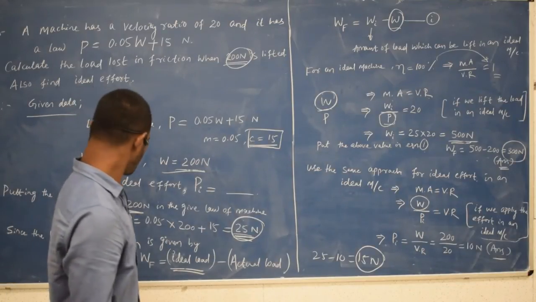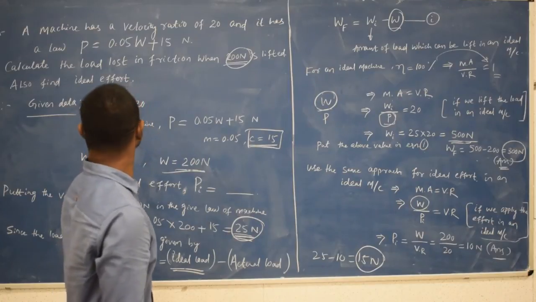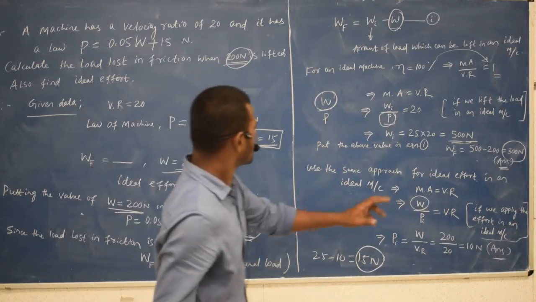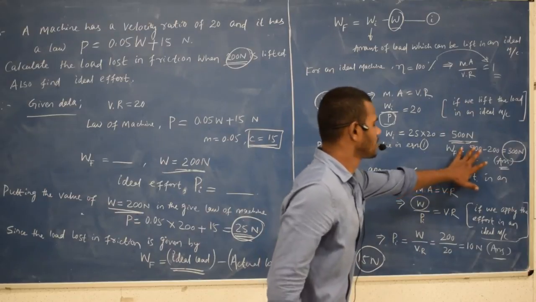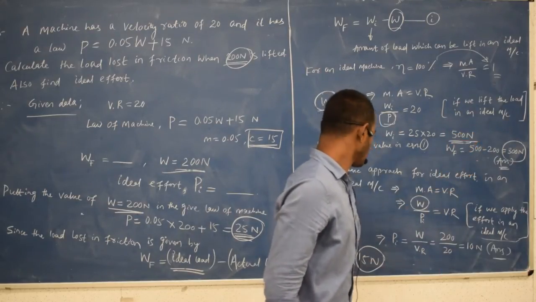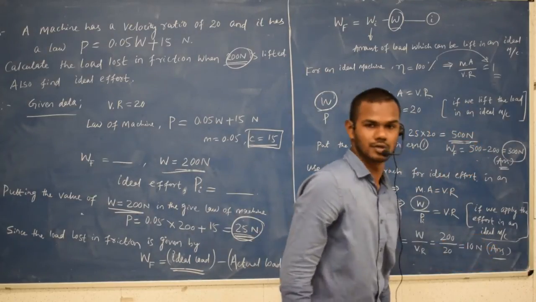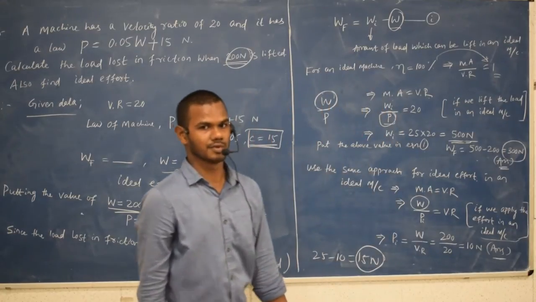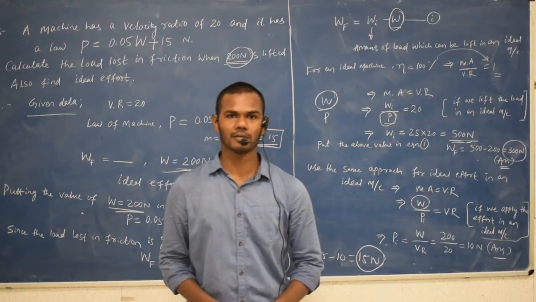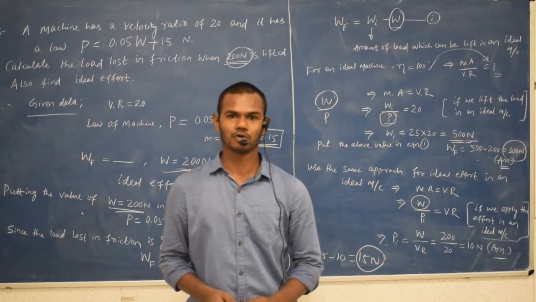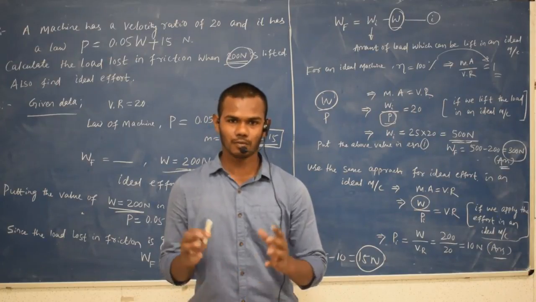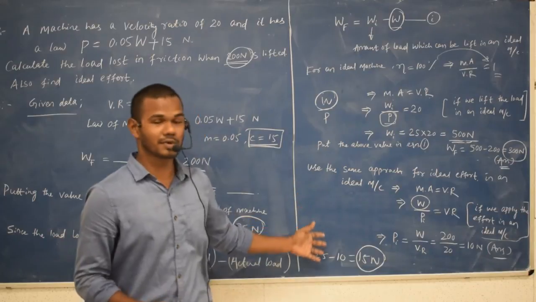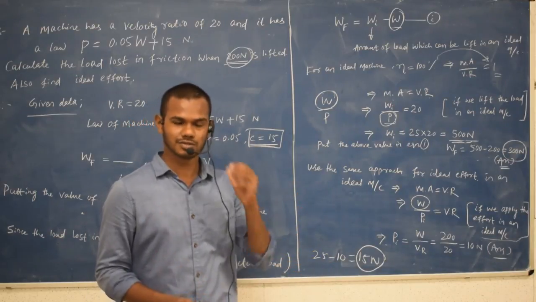So here we have solved this numerical, as we found out the load lost in friction and the ideal effort in an ideal machine. You all have understood how to solve simple numericals of law of machine. Solve more numericals. This type of question is frequently asked in your semester exams. So thank you.